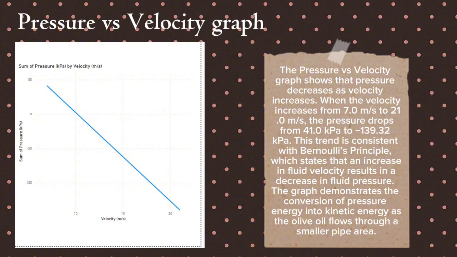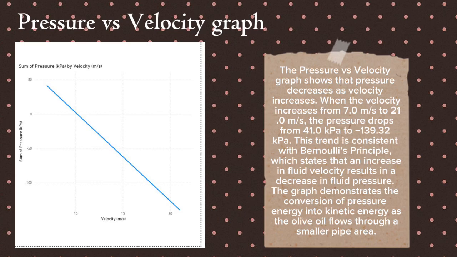For the conclusion of graph 2, the pressure versus velocity graph shows that pressure decreases as velocity increases. When the velocity increases from 7 to 21, the pressure drops from 41 kPa to negative 139.32 kPa. This trend is consistent with Bernoulli's principle, which states that an increase in fluid velocity results in a decrease in fluid pressure. The graph demonstrates the conversion of pressure energy into kinetic energy as the olive oil flows through a smaller pipe area.